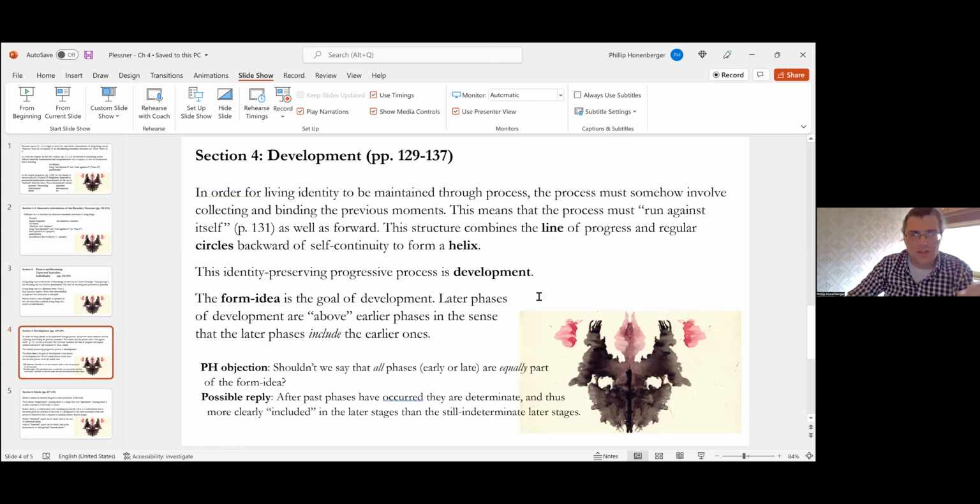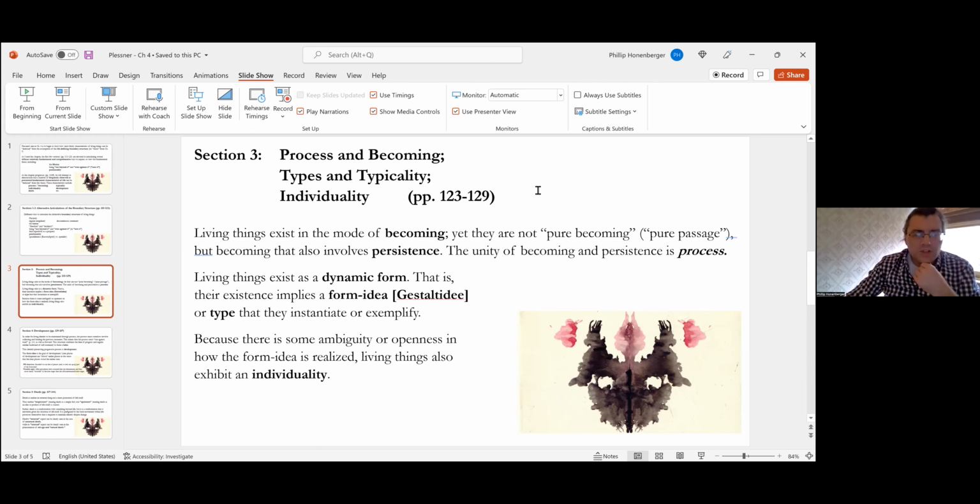So in the section on these topics, Plessner asserts that living things exist in the mode of becoming, but they are not just becoming. They change, but their change also involves persistence. And he describes the unity of this becoming and persistence as process. And he also describes living things as existing as a dynamic form. Their existence implies a form idea, Gestalt Idee in German, or a type that they instantiate or exemplify. And he tries to draw a connection here, again, between the boundary structure and this kind of falling under a form idea or type, and the way in which they fall under a form idea or type.